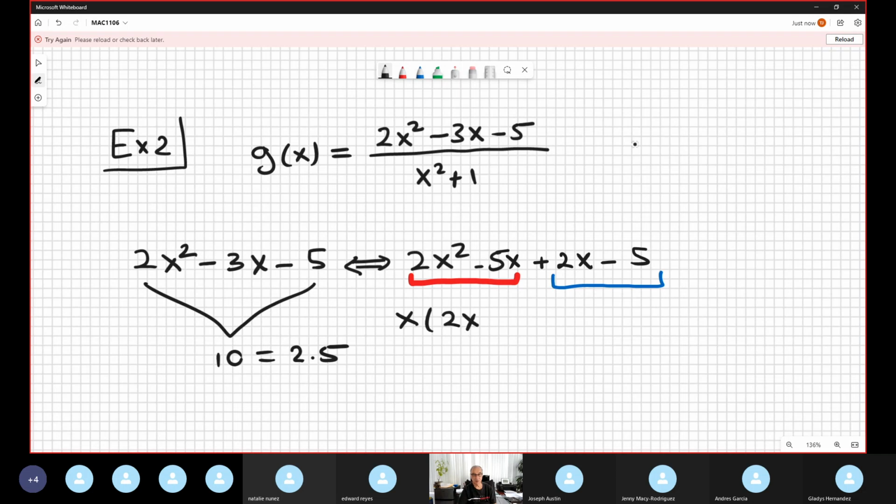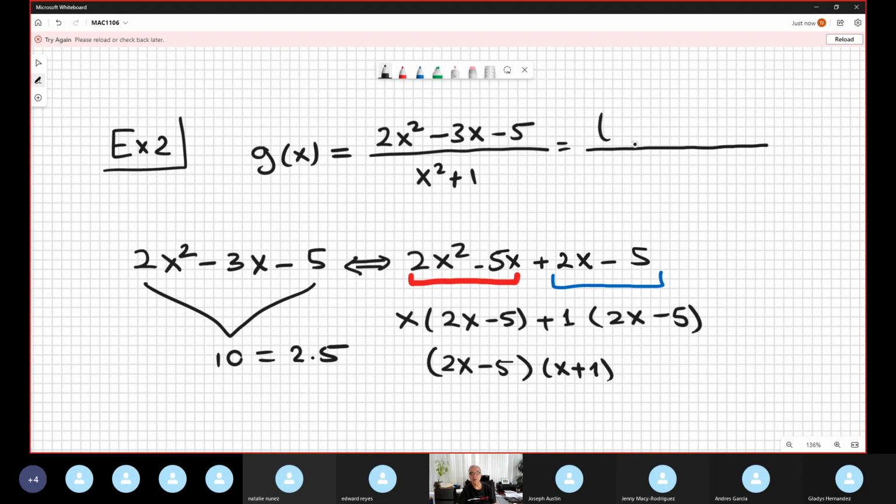We have 2x minus 5. In the blue couple, the greatest common factor that I see is just 1 because we have nothing in common. 2x minus 5. Now 2x minus 5, I factor one more time. We have x plus 1. Okay, I finished the factorization of the polynomial in the top case. 2x minus 5, x plus 1.